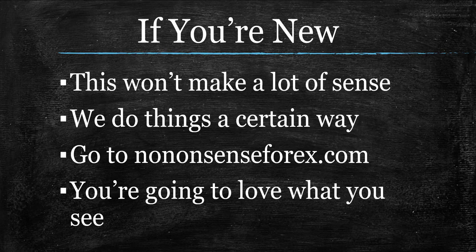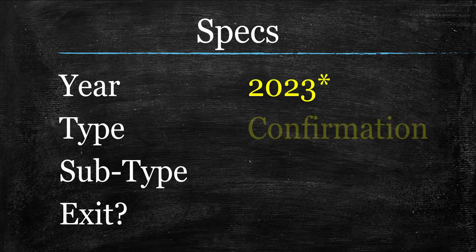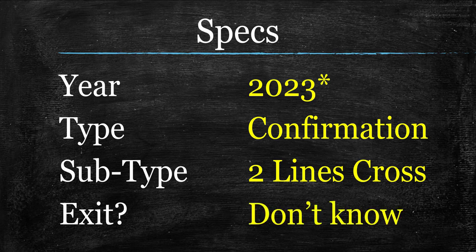For the rest of us, let's go over the specs for the WPR_MA. The year is going to be 2023 when this is officially coded. Williams %R has been around since 1973, but for posterity, this was a 2023 coded indicator, at least for MT4. It's going to be a confirmation indicator, and you can probably guess it's going to be a 2 lines cross indicator once we put a moving average on it.